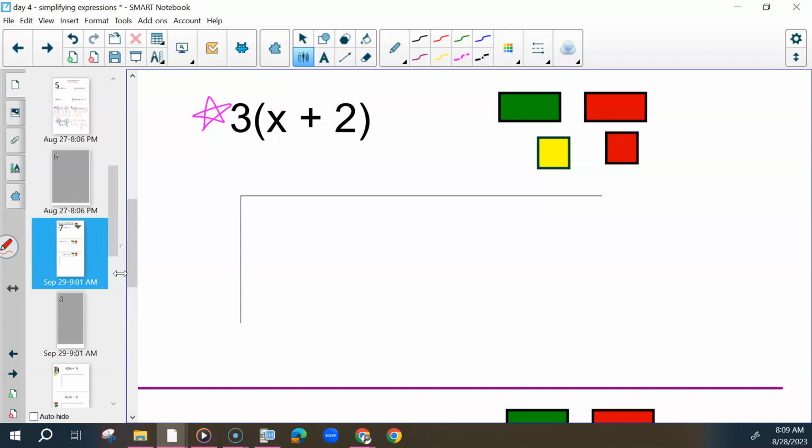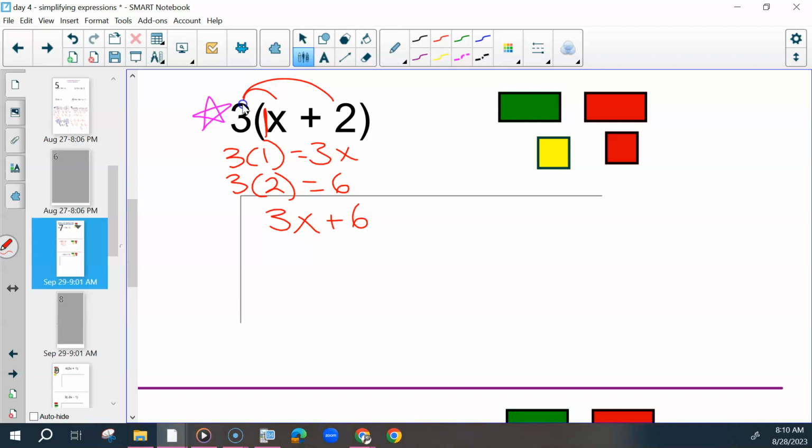Okay. Alright, so the algebraic version, you are taking this number and multiplying it to every number inside here. So you have to remember there's a 1 in front of the x. So we're multiplying 3 times 1, which would give us 3, and then you're just putting the x behind it. And then 3 times 2, 6. And then you just rewrite it. Questions on that one?